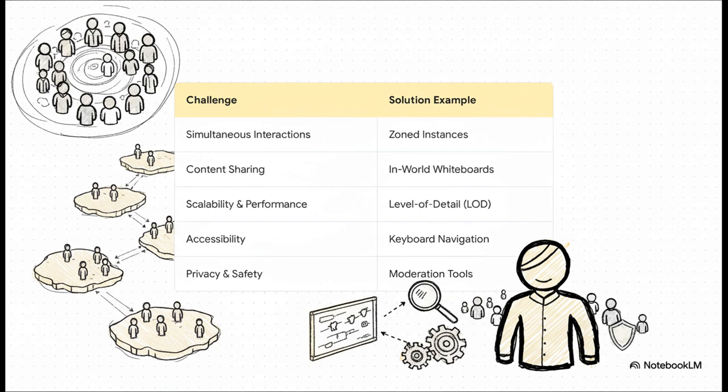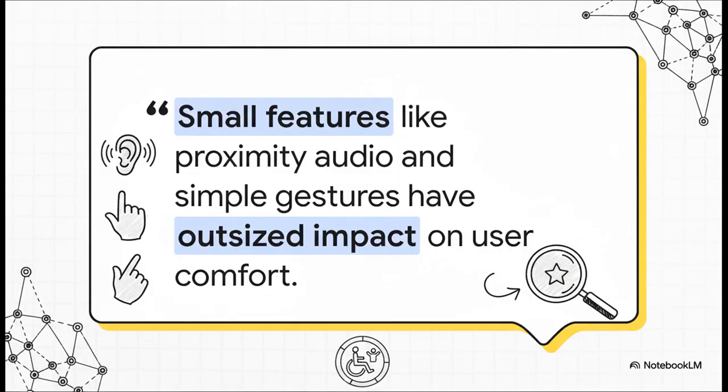And to keep it all running smoothly, designers use tricks like level of detail, which basically means avatars and objects that are far away from you are drawn with less detail, which saves a ton of processing power. It's pretty clever. And this is a really crucial point. At the end of the day, it's not always the most high-tech, mind-blowing feature that makes a digital space successful. As this quote points out, it's often the small, thoughtful details. Things like that proximity audio we talked about, or just making sure the platform is accessible for people with disabilities.